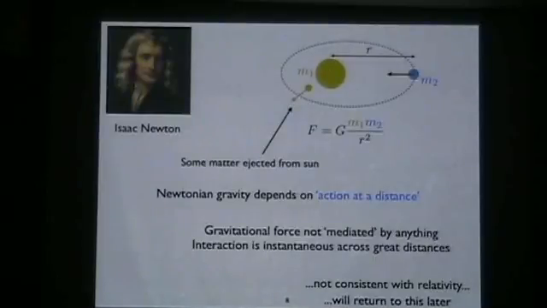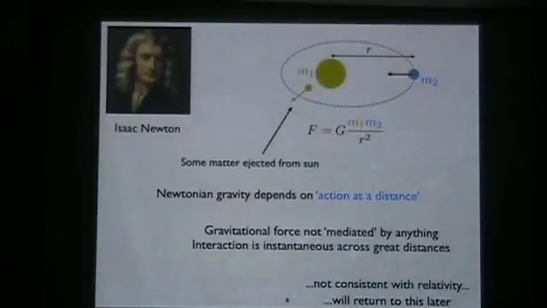Which is to say that as soon as this bit of mass is ejected from the sun, we instantly know about it, and the force we feel instantly changes. The gravitational force in Newtonian gravity is not mediated by anything. The interaction is instantaneous, even across great distances. And we know for a fact that this is not consistent with relativity.